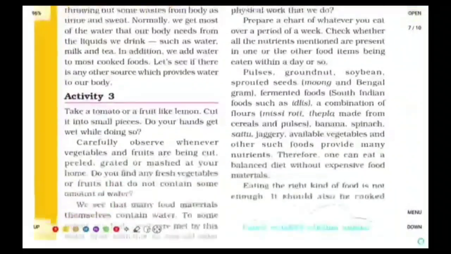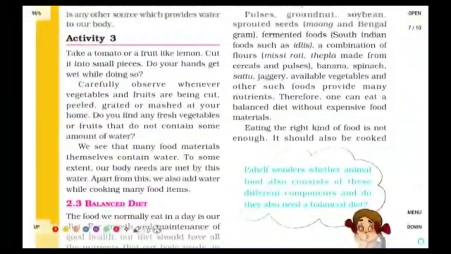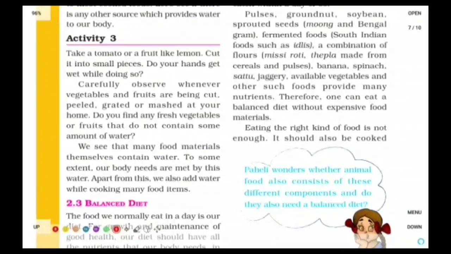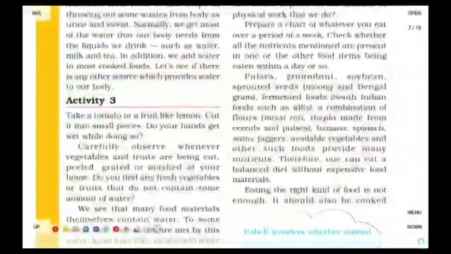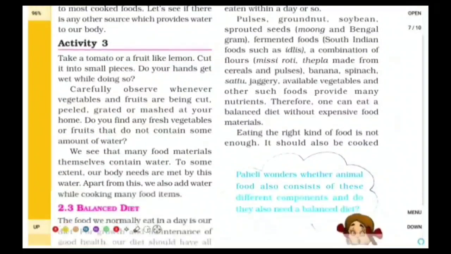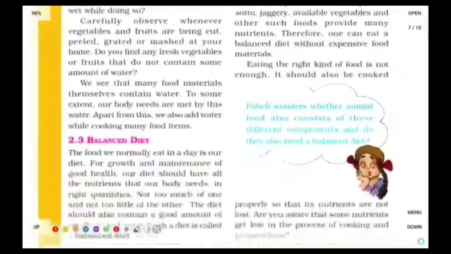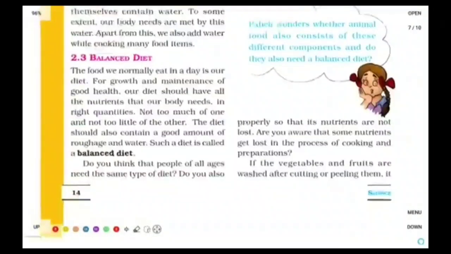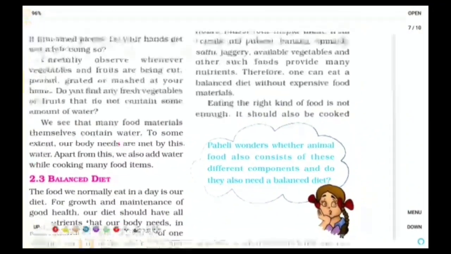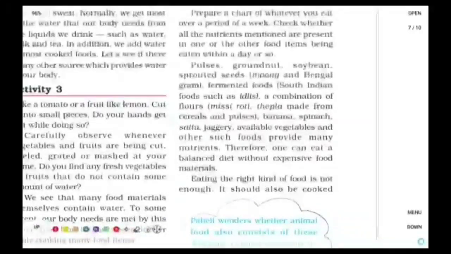Okay, now talking about this activity, take a fruit like tomato or lemon and cut it into halves or small pieces. Now, does your hand get wet, or do you see water content or moisture on your hands? This explains that these food ingredients contain water in them. And water is an important part of human life, and this water also comes under one nutrient.